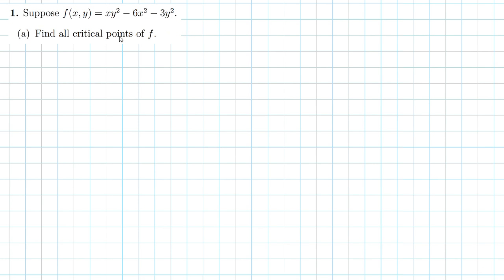So first we are going to find the partial derivative of the function with respect to x. That can be written as f sub x of x y. This is the notation for the first derivative of the function with respect to x. So that is going to be y squared, because y will be treated as a constant. The derivative of the second term with respect to x is going to be negative 12x, and the derivative of the third term would be 0.